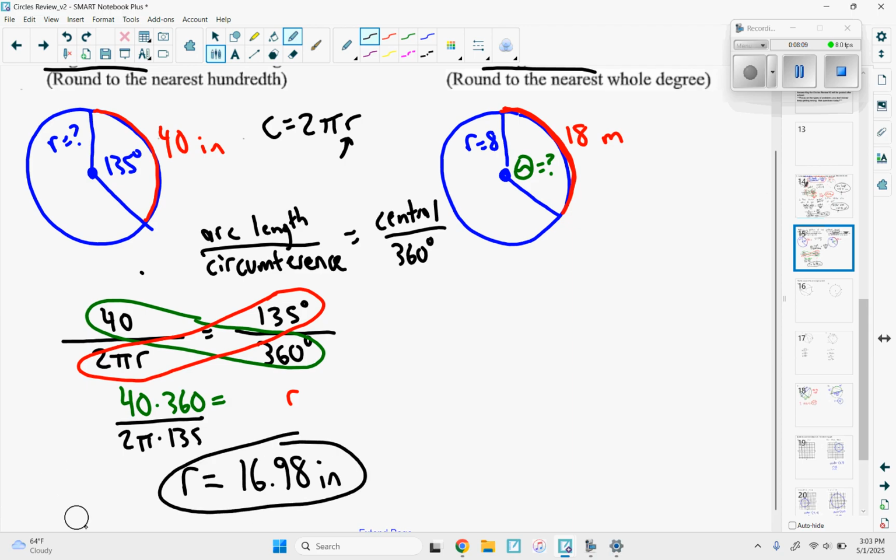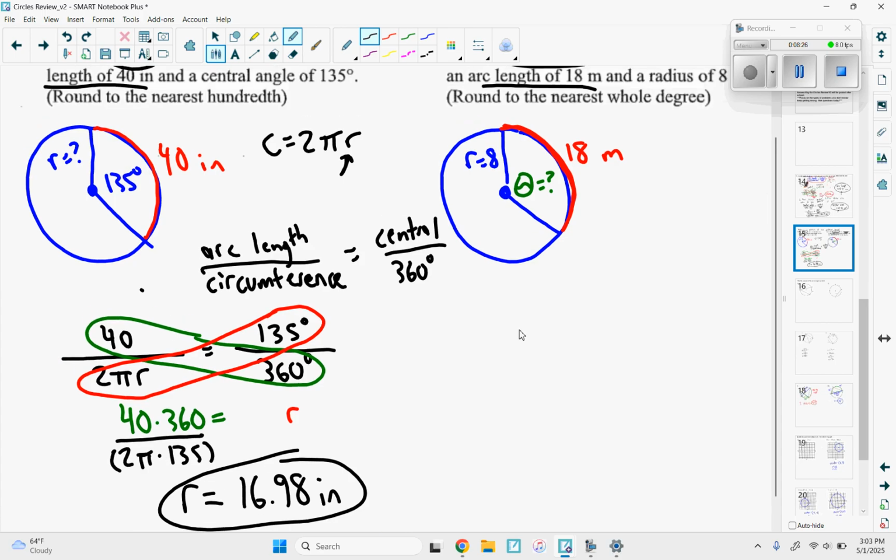All right, if you didn't get 16.98 inches when you plugged the left side into your calculator, remember you can put parentheses around the denominator. That way your calculator follows order of operations correctly.